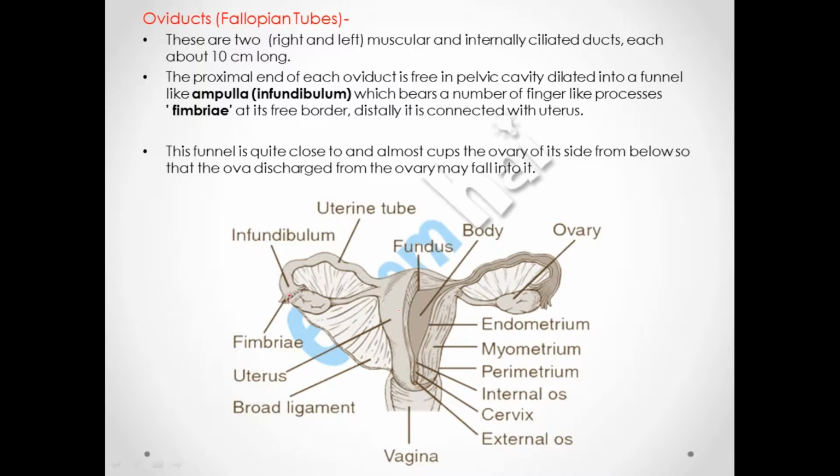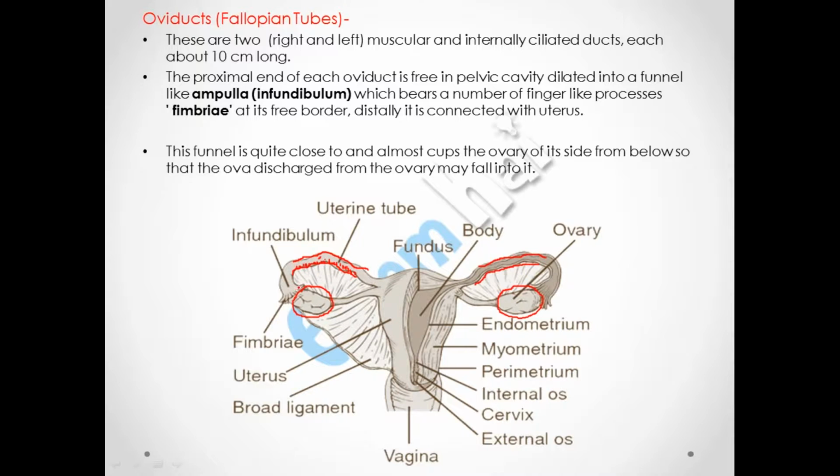As you can see, this is the uterus, this area is called the vagina, and this is the fallopian tube. These are the ovaries. Ovaries are 2 in number, and the fallopian tubes are also 2 in number. The length of the fallopian tube is around 10 centimeters, and the wall is muscular and internally ciliated. So it has a ciliated wall inside. What is the role of this ciliated wall, we will discuss further.